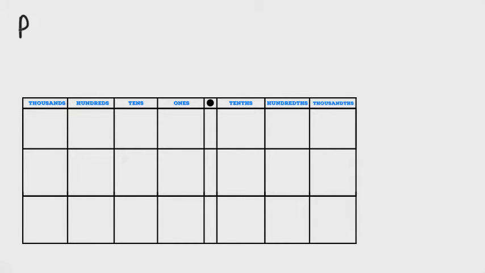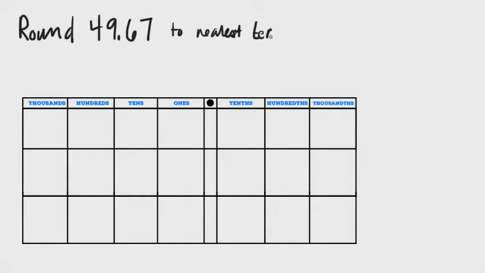So we want to round specific decimals. Today we're going to round 49 and 67 hundredths to the nearest tenth. Now, super important to remember what tenths, hundredths, and thousandths are. This is really crucial to us making sense of decimals. If you don't understand that yet, I would go back and watch those videos, because it's really important that we understand what those mean.